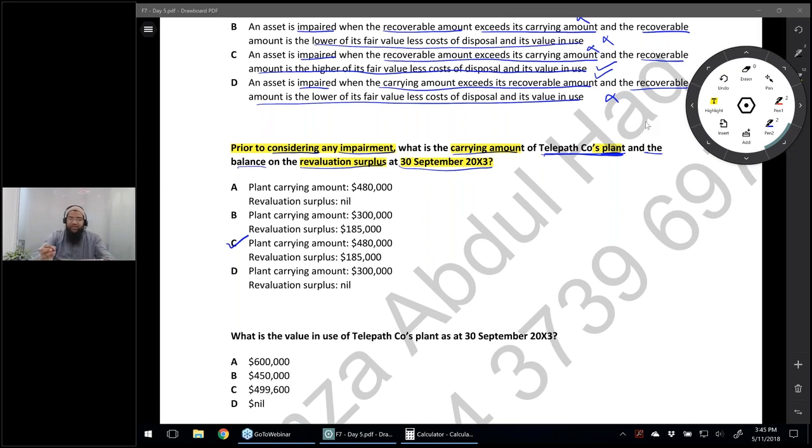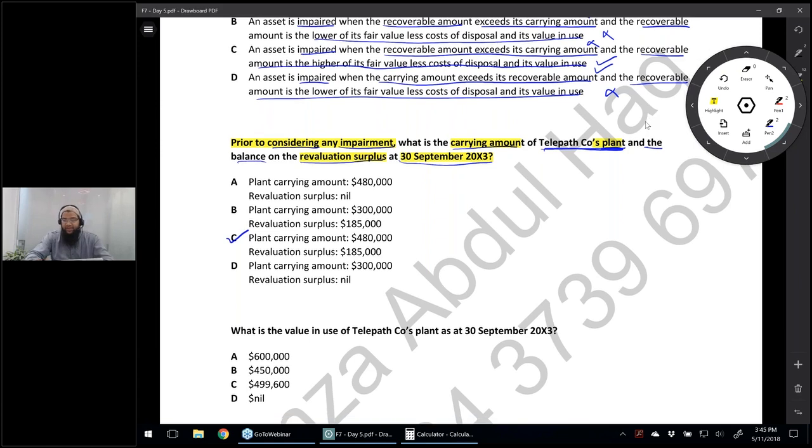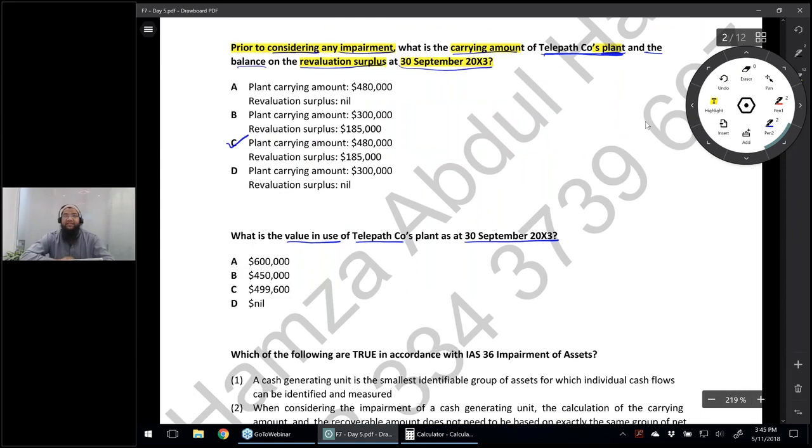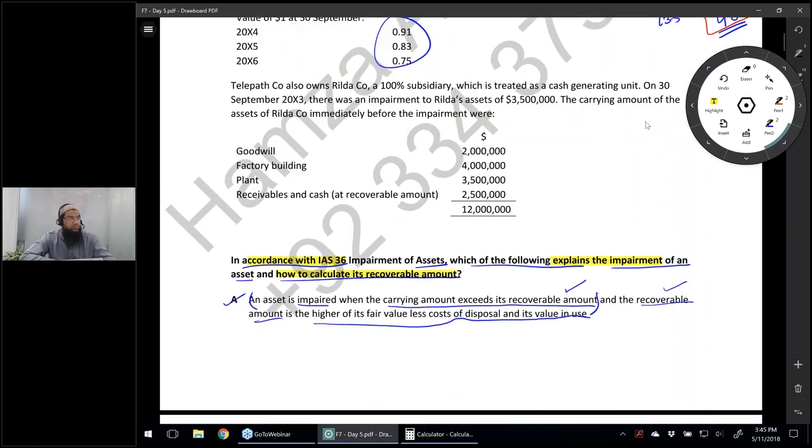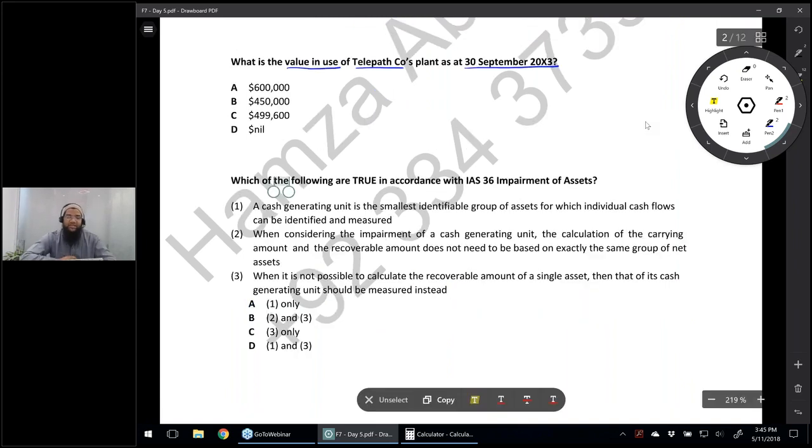Now the second question is, what is the value in use of Telepath's plant at 30th September 20x3? We have already calculated the value in use, which was 499.6. This is the value that we have calculated. Value in use. So if I go down, we're going to say that 499.6 is the value in use in this case.